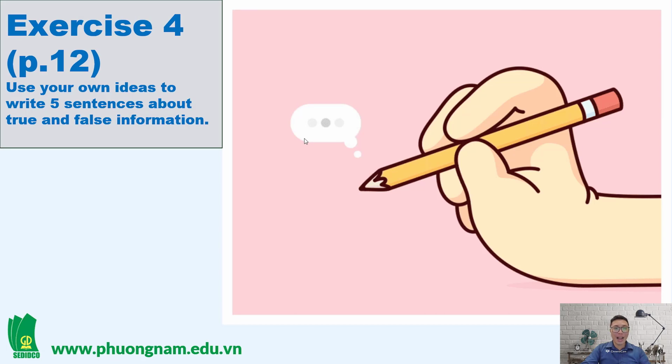We move to exercise number 4. Use your own ideas to write 5 sentences about true and false information.